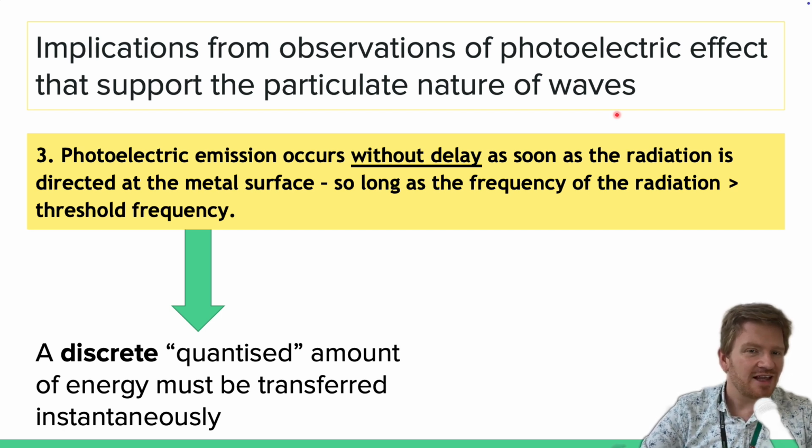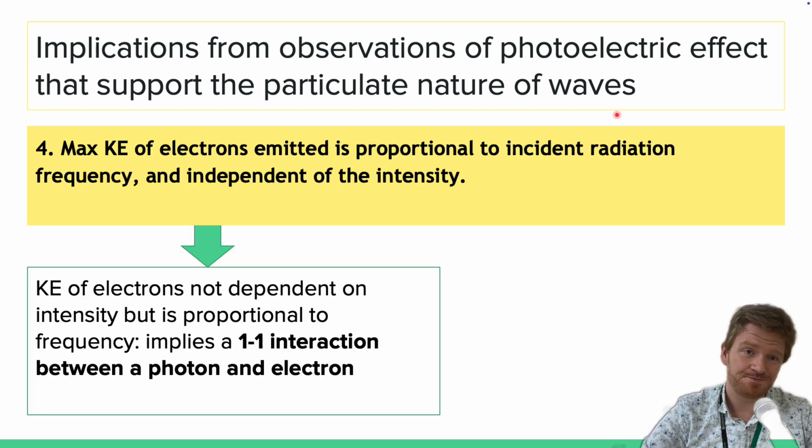Well, again, that means that there must be a discrete or quantized, oh look, can you see how we're getting into quantum? There must be a quantized amount of energy, a packet of energy that is transferred instantaneously in one bit of light. One particle of light has enough energy to release an electron.